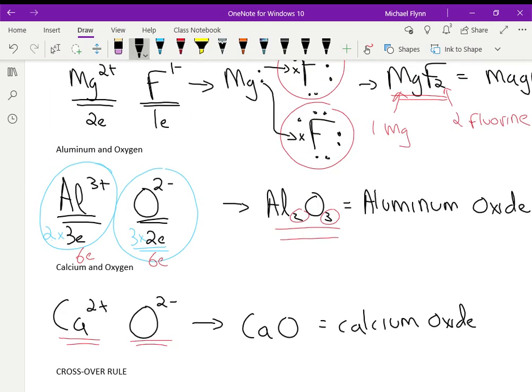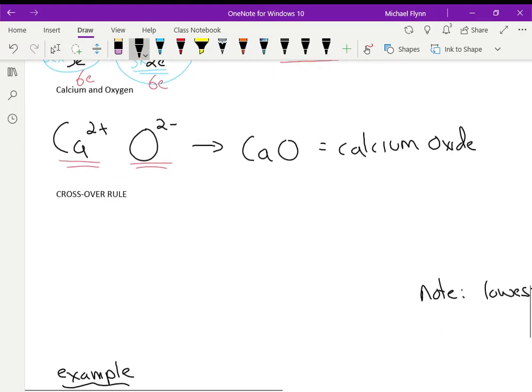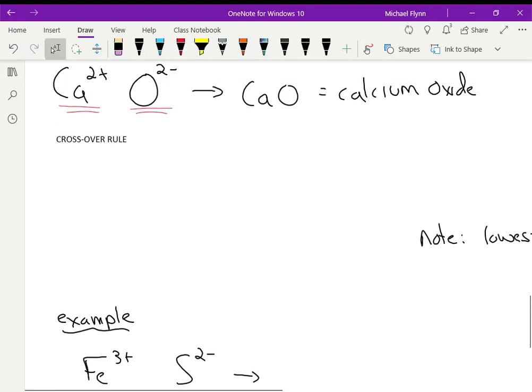Now the aluminum example points out something here. I'm going to point this out to you. There's a little trick. When it's kind of complicated, you can cross these numbers over. And that'll tell you how many of each one that you need. So let me show you how that works. Let's say we have a metal. Let's call the metal A. It's just any element, whatever it is.